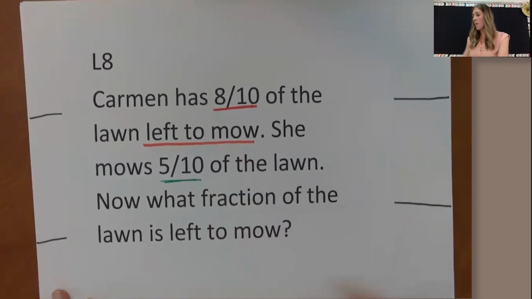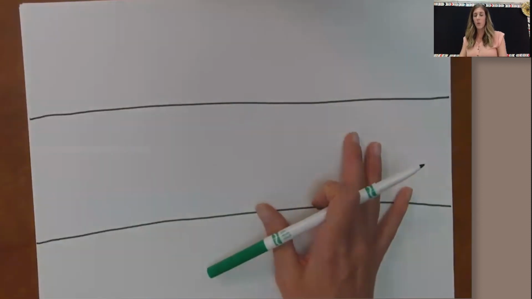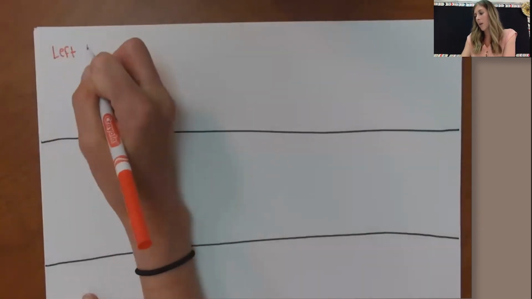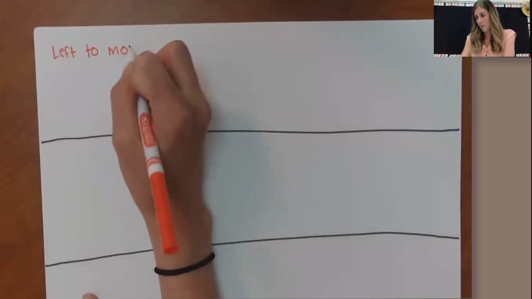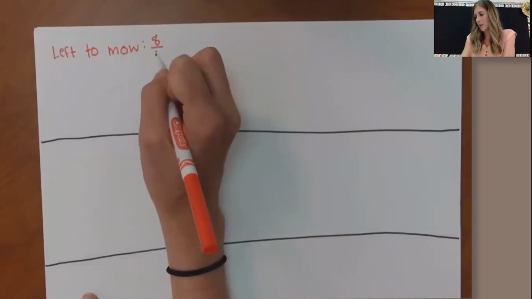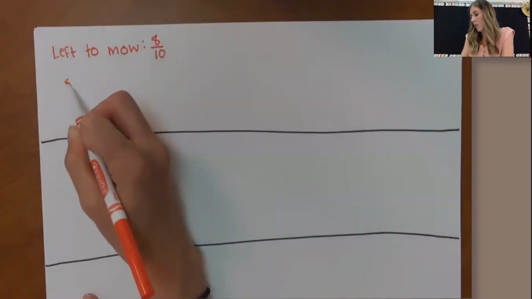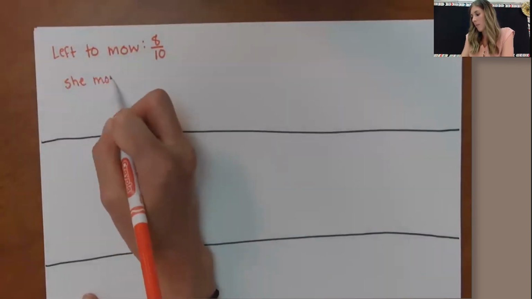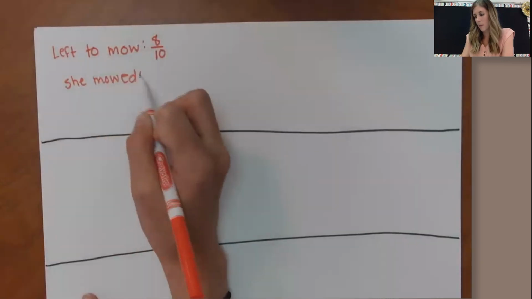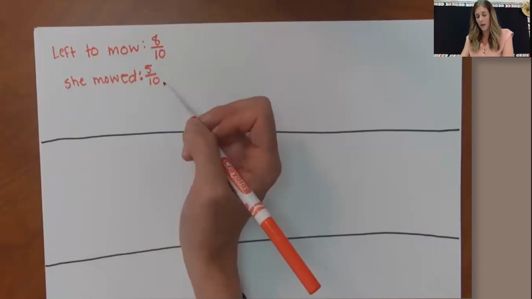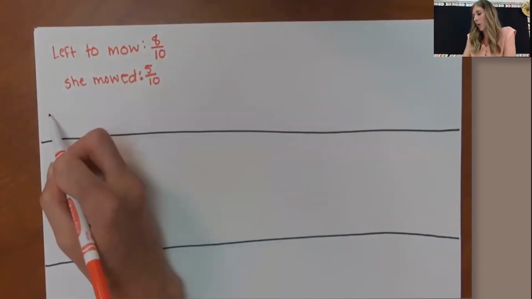So let's draw a model to help us with working that out and finding the solution. Let's pull out what we know. We know that she has 8/10 left to mow. We know that she mowed 5/10. So we're looking at what's left now.